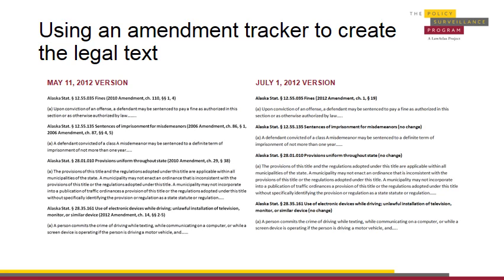1. Use the amendment tracker to confirm the changes to the laws. 2. Open the previous version of the legal text, in this case May 11th, 2012. 3. Save as or otherwise duplicate the entire document. 4. Find the law that has changed. 5. Make edits to the law. And finally, 6. Save the new version of the legal text using the iteration date. The outcome is a snapshot of what all relevant laws looked like in Alaska on July 1st, 2012.